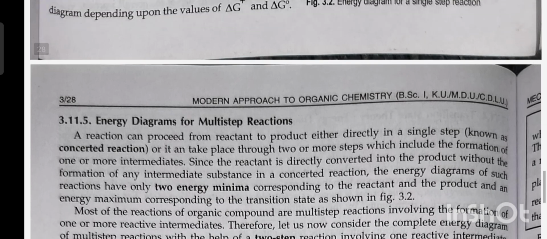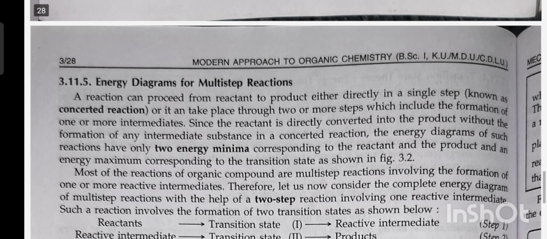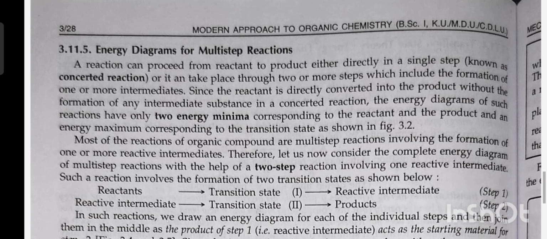A reaction can proceed from reactant to product either directly in a single step, known as a concerted reaction, or it can take place through two or more steps which involve the formation of one or more intermediates. Since the reactant is directly converted into the product without the formation of an intermediate in a concerted reaction, the energy diagram of such a reaction has only two energy minima corresponding to the reactant and the product, and an energy maximum corresponding to the transition state, as shown in Figure 3.2.